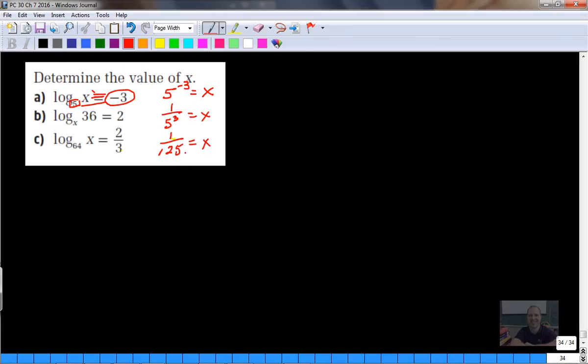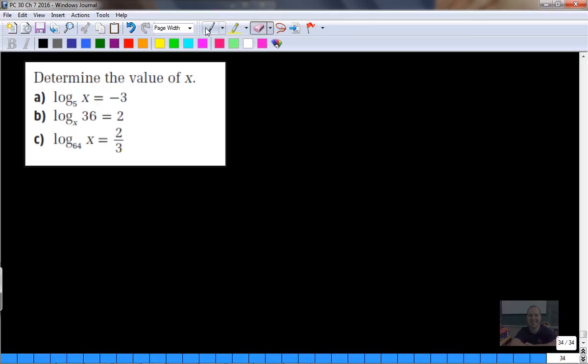And 5 cubed is 5 times 5 times 5, which is 1 over 125. Okay, that makes sense? All right, most of your calculators will not be able to plug in this 5 as a base. Some of your calculators will, but most won't. The only logarithm on most of your calculators is log base 10. So I'll show you how to do this on your calculator, but for right now, you're going to be able to do this without a calculator. Okay, so let's move on to the next one here.